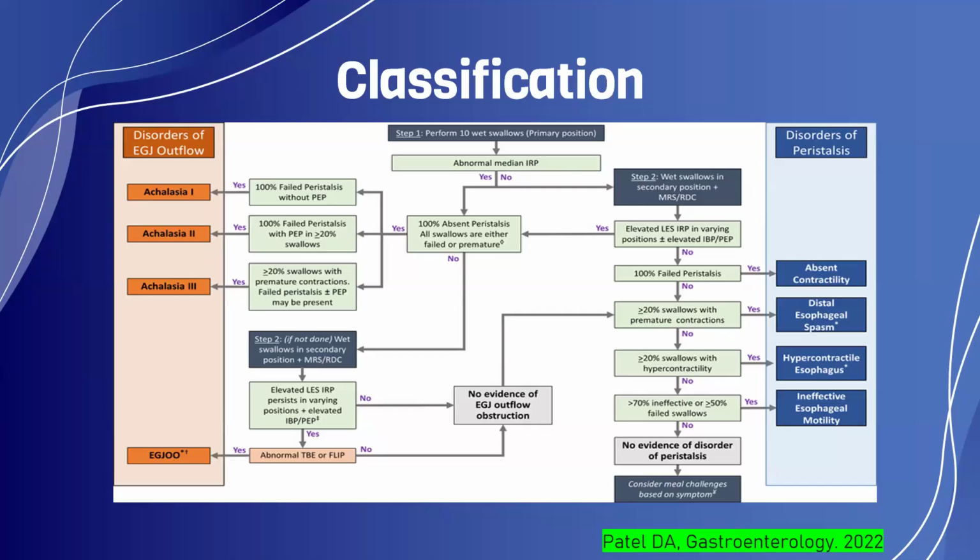And then if the IRP is normal, attention will shift to peristaltic disorders, wherein we can have either distal esophageal spasm, hypercontractile esophagus, ineffective esophageal motility, or 100% failed peristalsis, which is absent contractility.